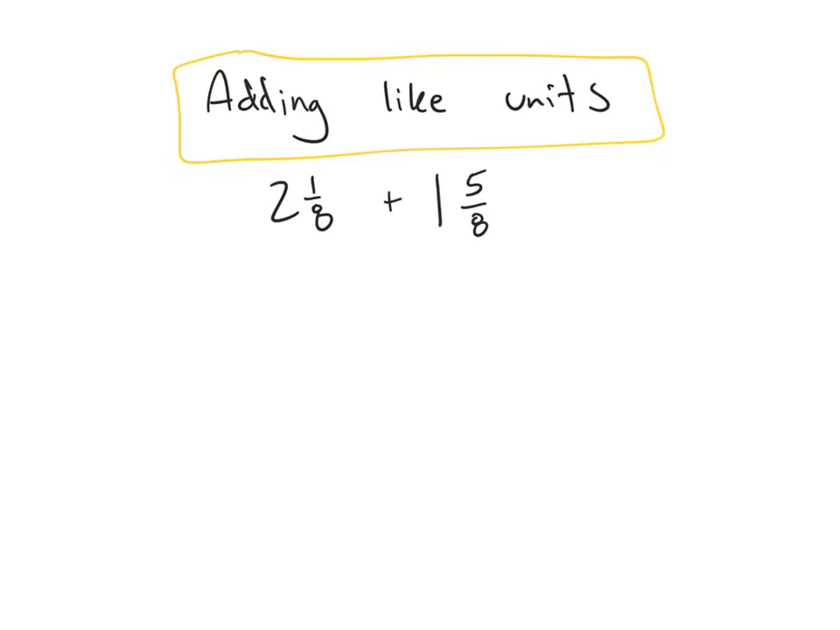When we're adding mixed numbers, we want to add like units. That means we want to add our whole numbers and our whole numbers, and our fractions and our fractions. So what I'm going to do is rewrite this addition sentence, combining my whole numbers and also adding my fractions. I can rewrite this problem as 2 plus 1 plus 1/8 plus 5/8. All I've done is take my whole numbers and put them here, and my fractions and put them here, rewriting the addition sentence.